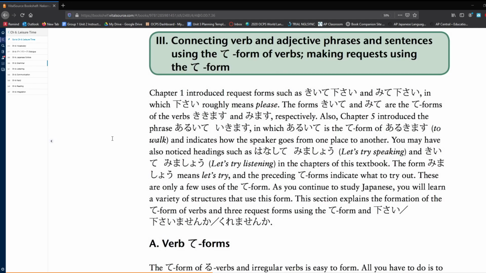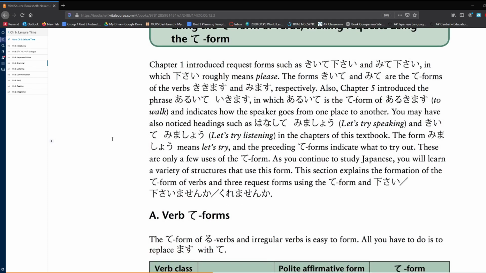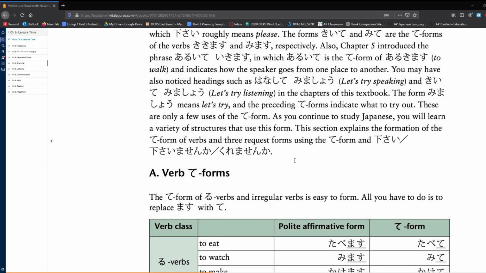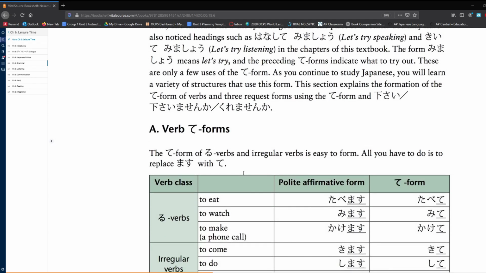The form mimashou means let's try, and the preceding te form indicates what to try out. These are only a few uses of the te form, and as you continue to study Japanese, you will learn a variety of structures that use this form. So we are going to be talking about the formation of te forms and the 3 request forms using te form, which is kudasai, kudasaimasen ka, and kuremasen ka.